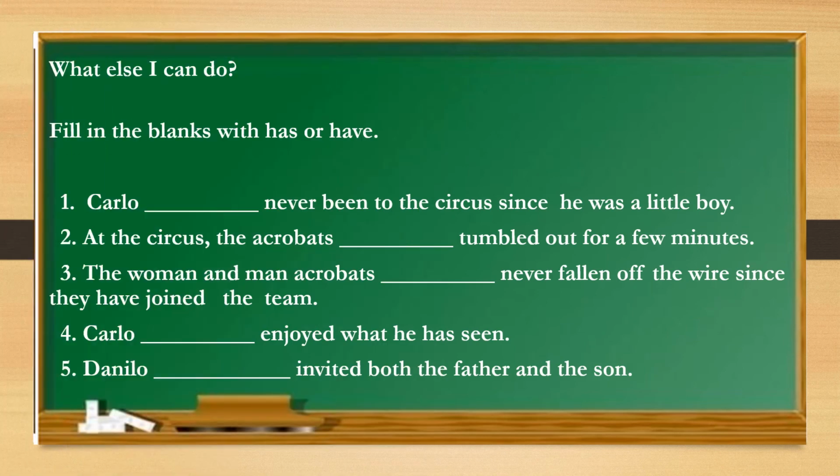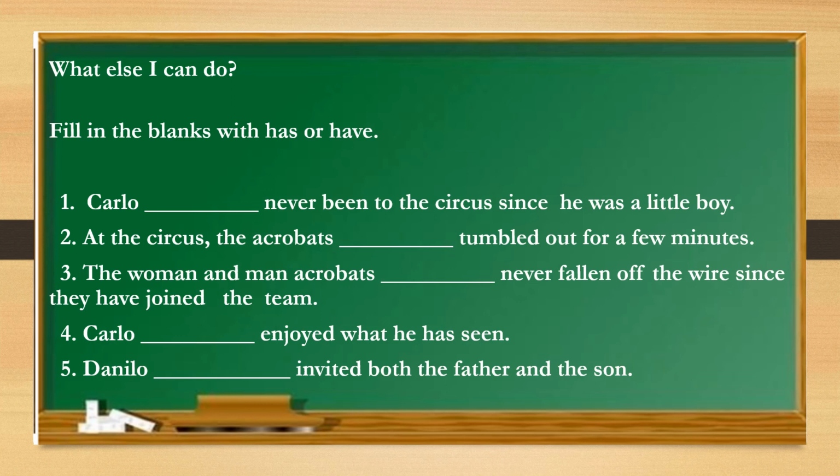Now, what else you can do? Fill in the blanks with has or have. Number 1. Carlo blank never been to the circus since he was a little boy. Number 2. At the circus, the acrobats blank tumbled out for a few minutes.